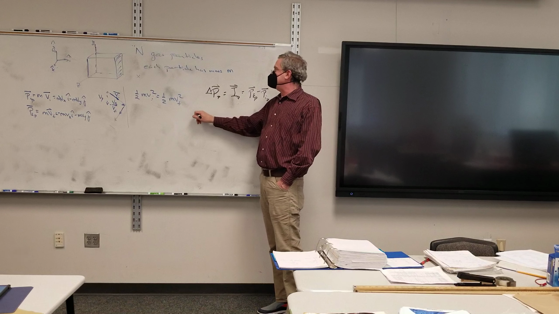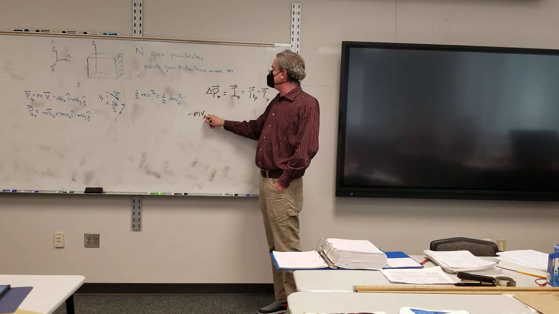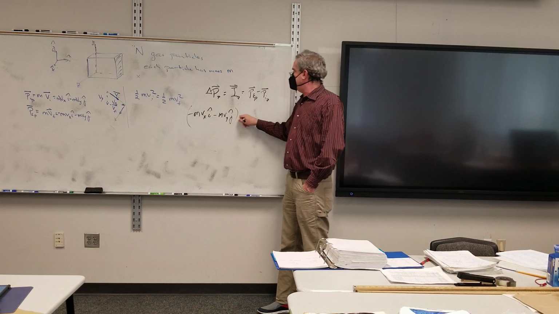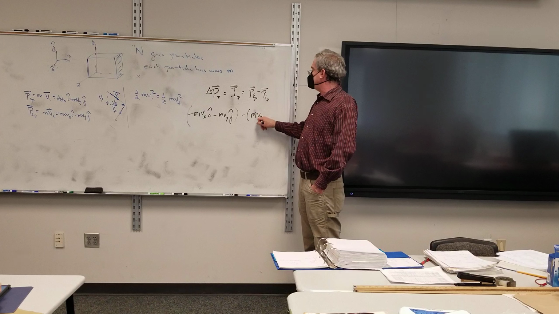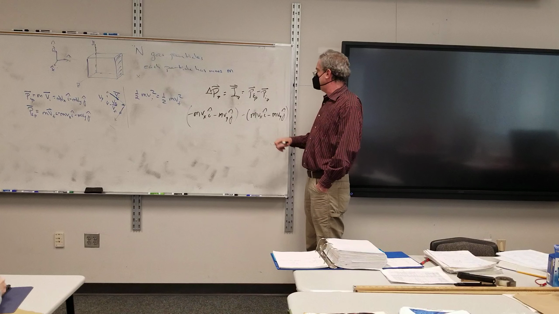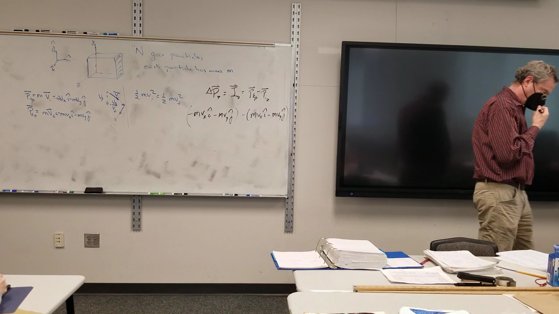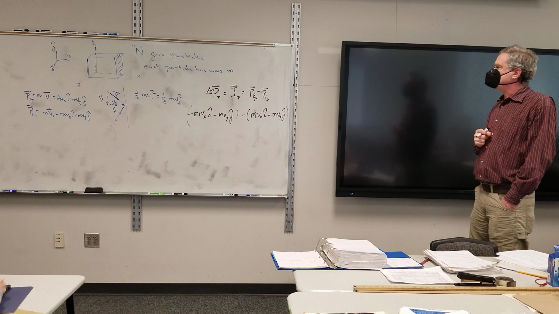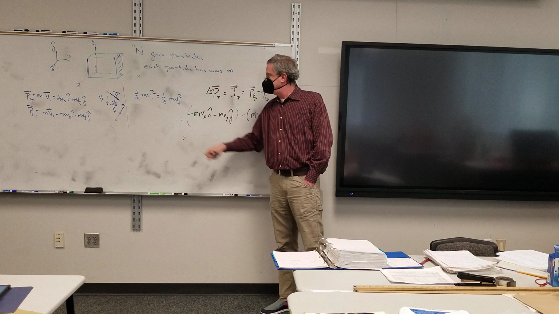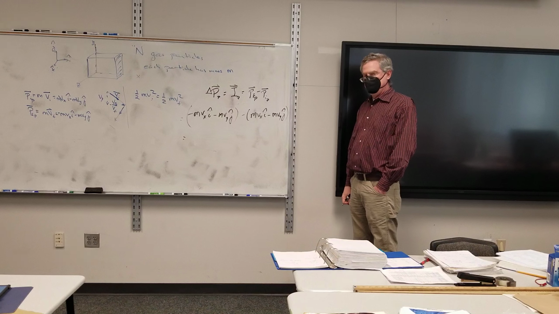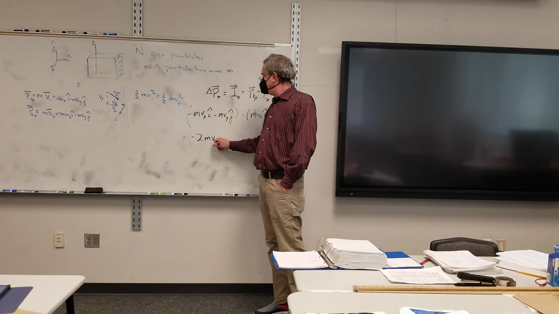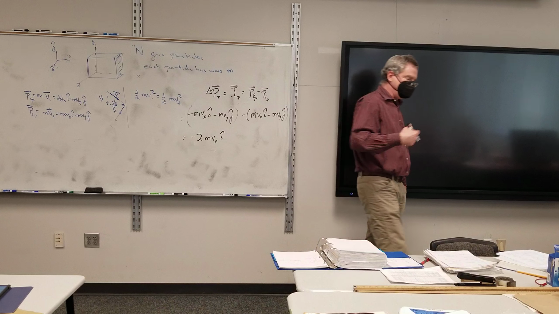And so I've got my breakdown over there. So I've got negative mvx i hat minus mvy j hat minus mvx i hat minus mvy j hat. Which simplifies into negative 2 mvx i hat. So that is the impulse on the particle.